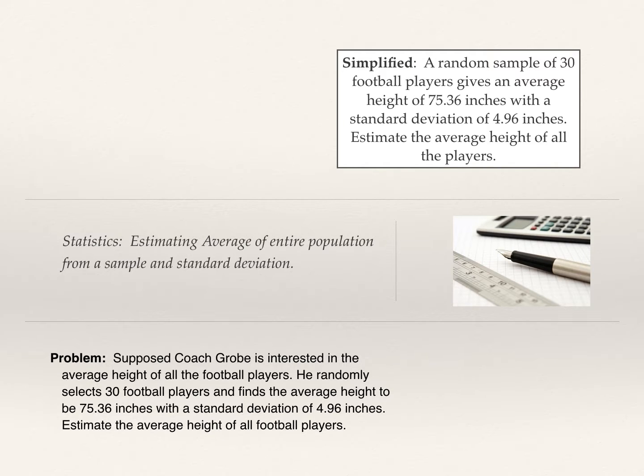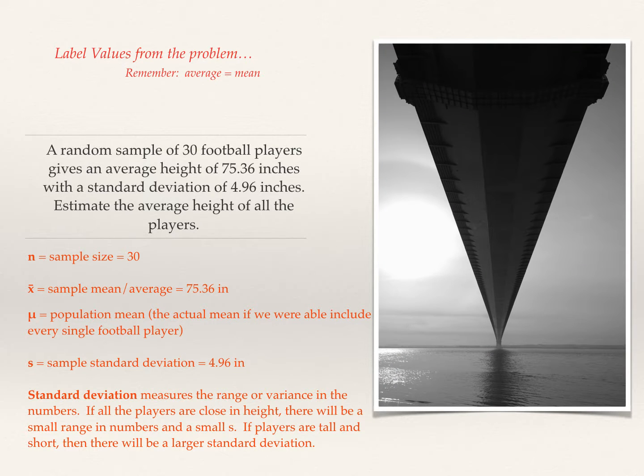To estimate the average of an entire population from a sample and a standard deviation, start by simplifying the problem. Take out the bulk and the extra wording. Notice the directions ask you to estimate, which means that you'll have to use this sample to understand the entire football population. You want to label the values from the problem. Remember, when they say average, that's the same thing as mean, which is probably how you memorized the values.